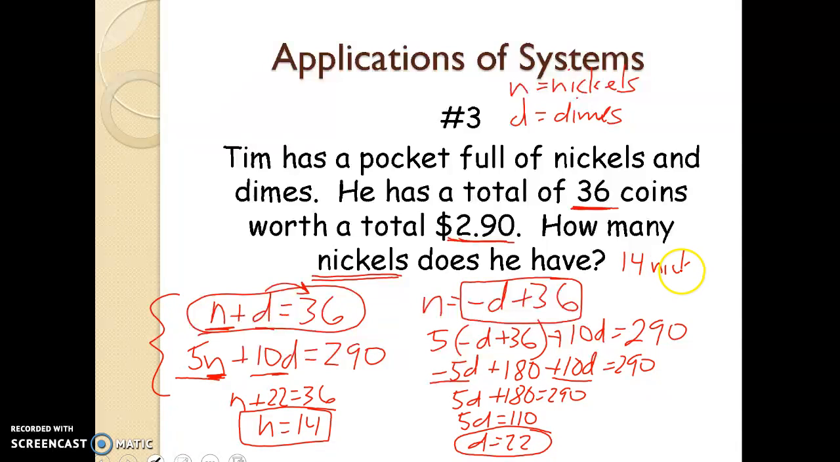It is 14 nickels. And just to make sure I'm right, I could make sure that both of my equations are satisfied. 14 plus 22 is 36. And if I take 5 times my number of nickels, that's 5 times 14, that's 70 cents. 10 times 22 is $2.20. And if I add those together, I do have $2.90. So it makes both equations happy.